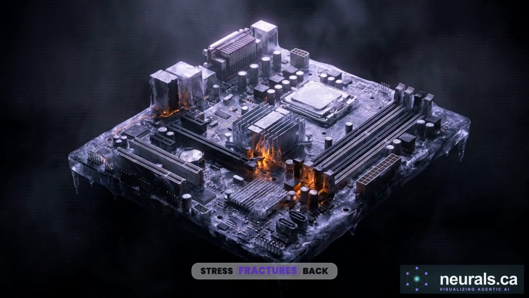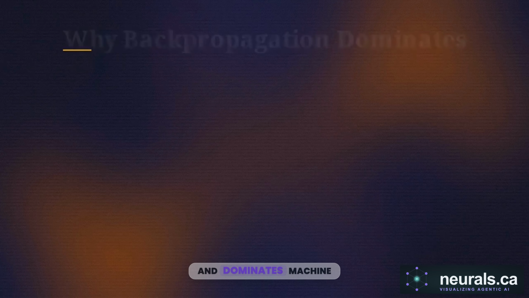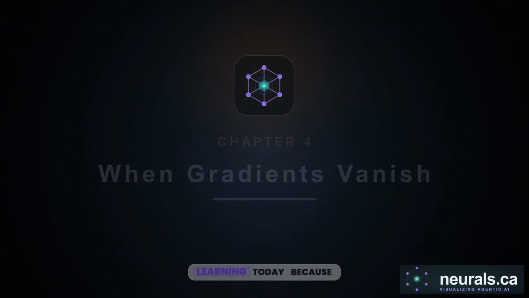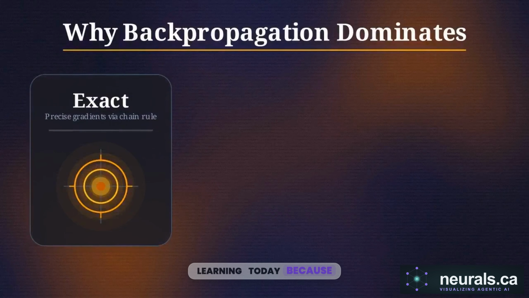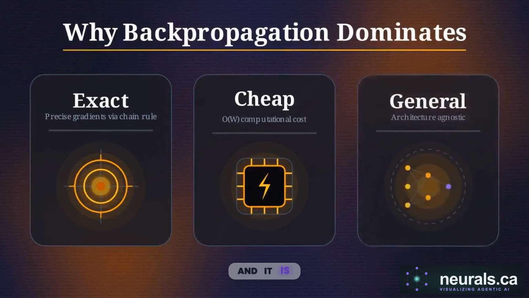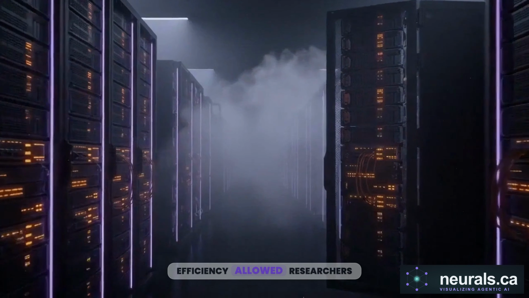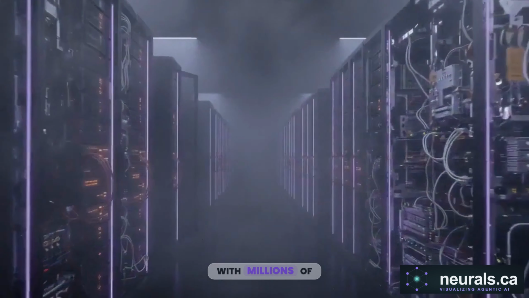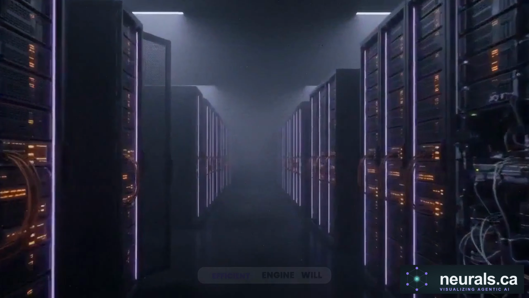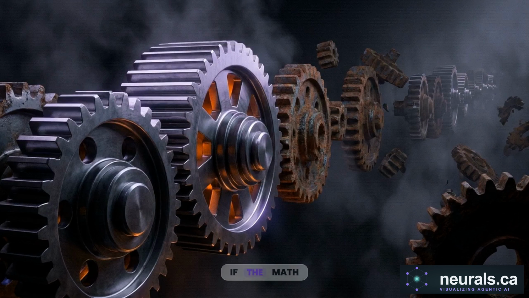Despite its stress fractures, backpropagation survived the long AI winter and dominates machine learning today. Because it is exact, it is cheap, and it is general. This raw efficiency allowed researchers to scale training from small lab experiments to networks with millions of parameters. But an efficient engine will still stall out if the math degrades. At scale, backpropagation suffers from the vanishing gradient problem.